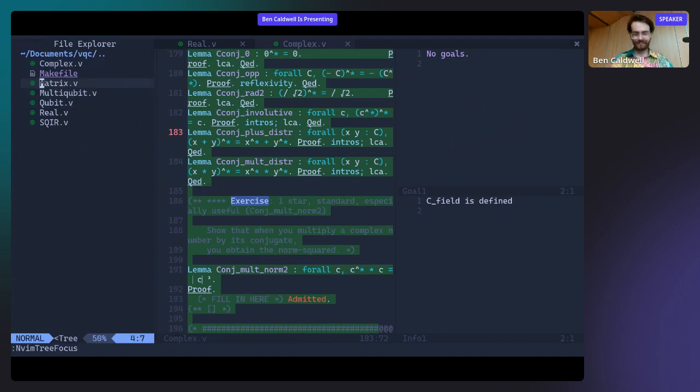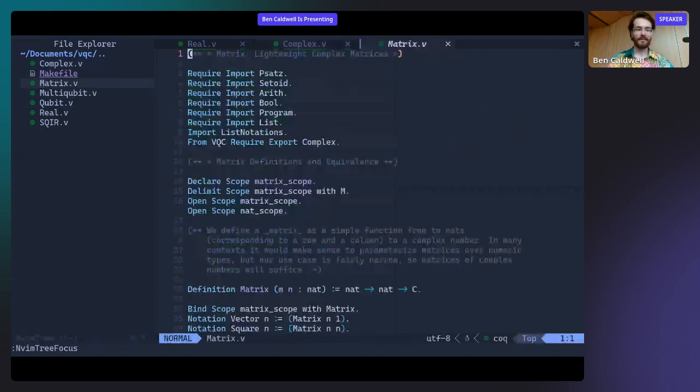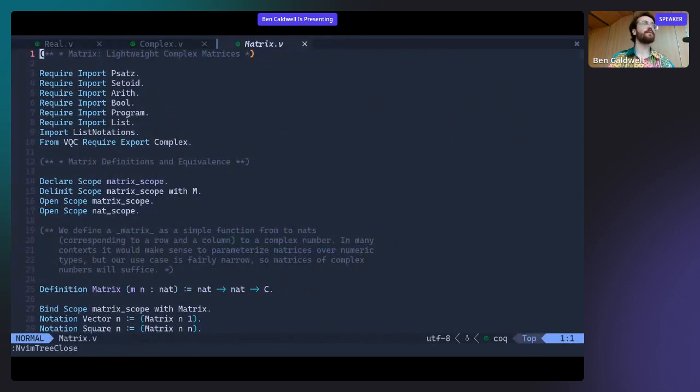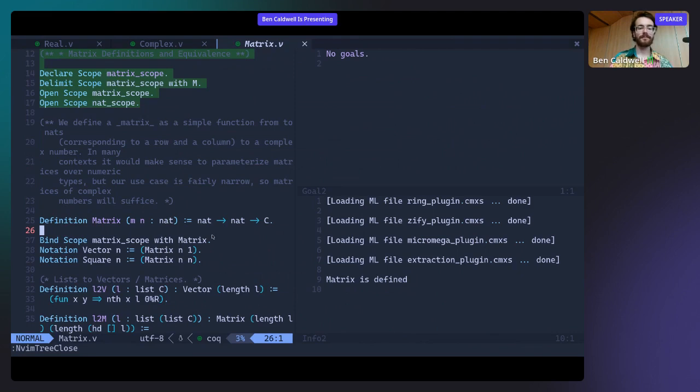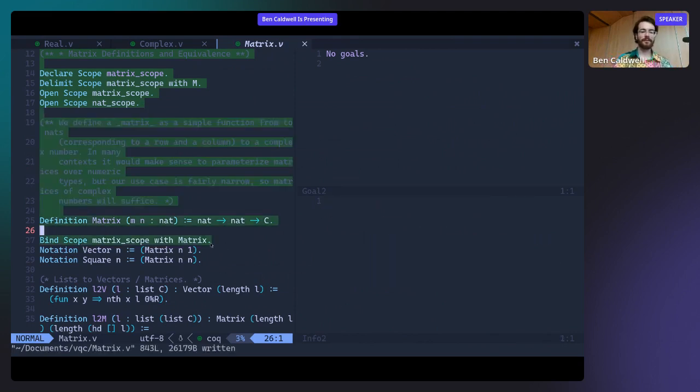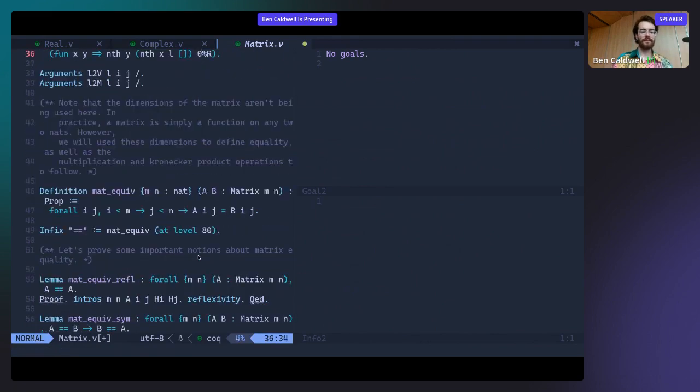All right, so, the whole point of us doing this is to then build up matrices, and we're going to go through this one much faster. The way we actually define matrices in QuantumLib is based off of functions from naturals to complex numbers. This gives us a sparse representation. We do all the same stuff, where we'll bind some scope. And then we have notations for vectors, a matrix N1, and then square matrices. And we have some ways to build them very quickly.